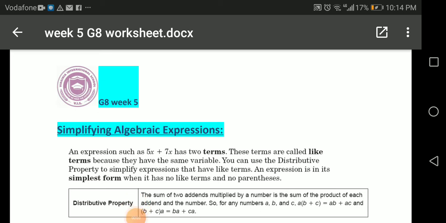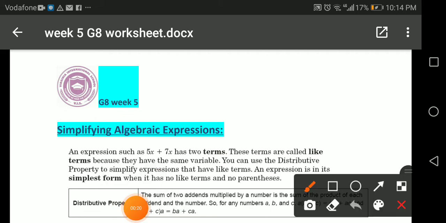This is part 2 of worksheet week 5, grade 8. Guys, please watch the videos in detail for the lessons. You will see the videos in more detail. This is just a summary of what we're going to have.